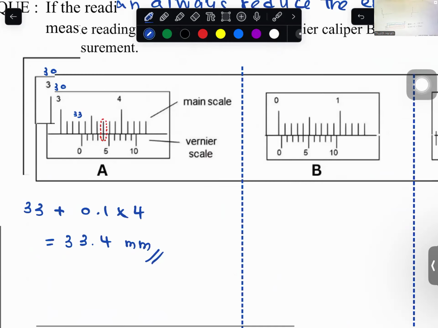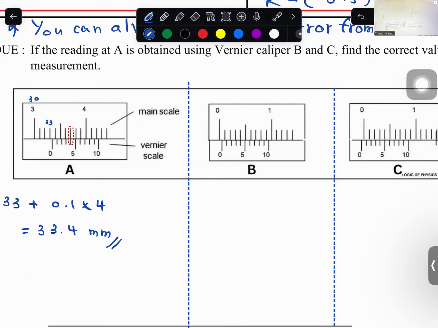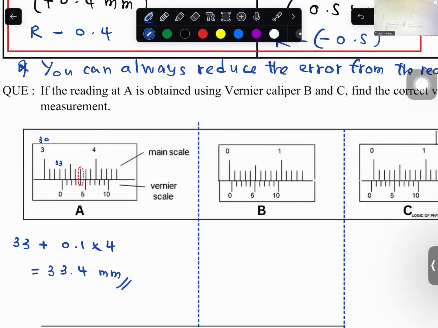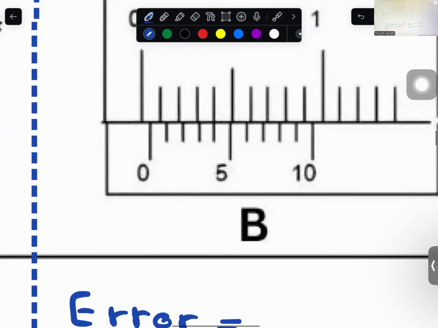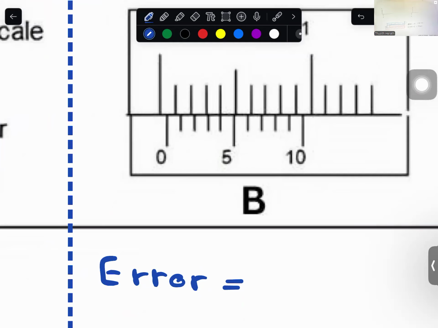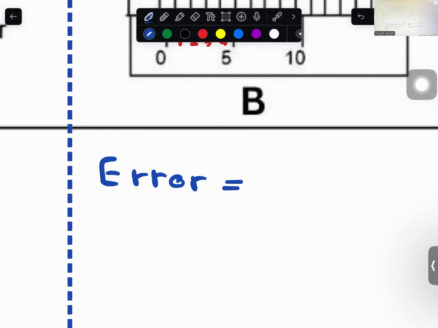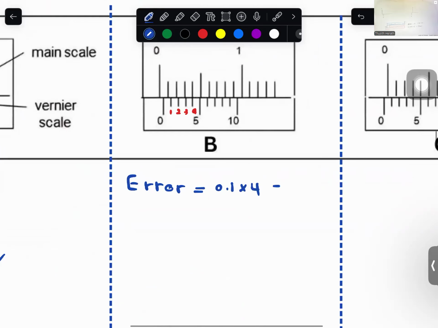Okay. Here, this has a positive 0 error. First, find the error. Error means 0 plus 0.1 into which line? 1, 2, 3, 4. Fourth line. So 0.1 into 4 means 0.4 millimeters. It's a positive 0 error.